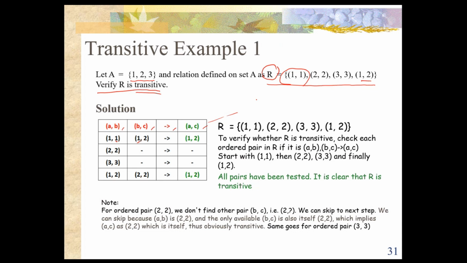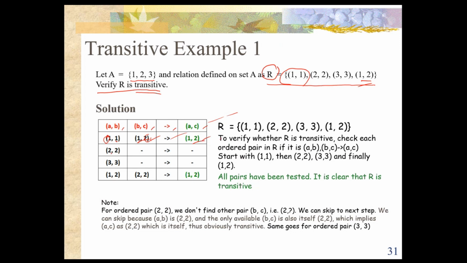Okay, there's (1, 2) here. So if there's (1, 2), that means we should take this 1, take this 2. Is there (1, 2) or not? Yes, we can find (1, 2) again, which is similar to this, right? So, okay, this is transitive.